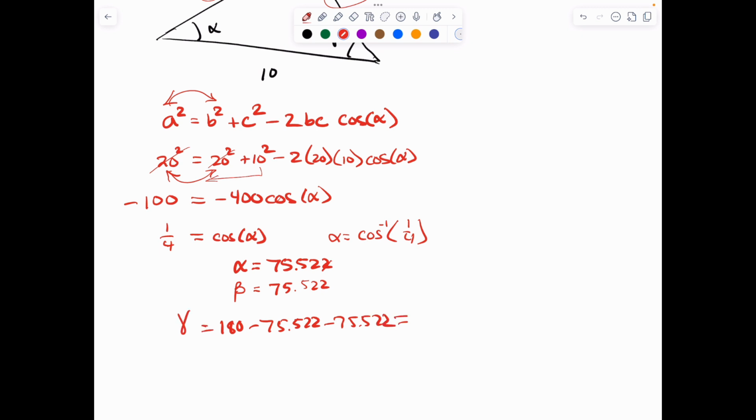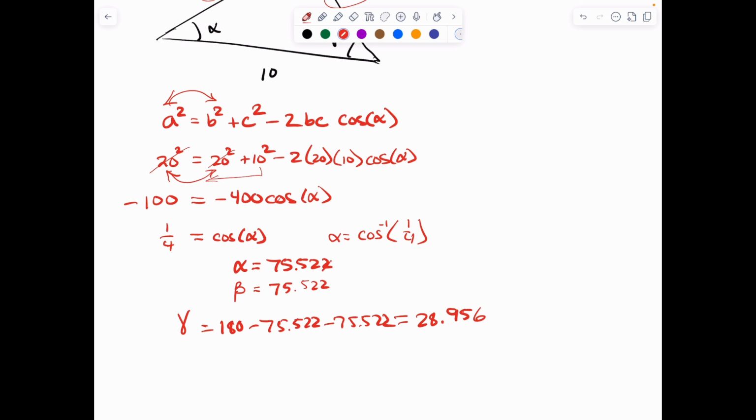And that I did. Just a minute. There we go. So that's 28.955. I guess that got rounded. How about that? Makes me feel better that it works out.